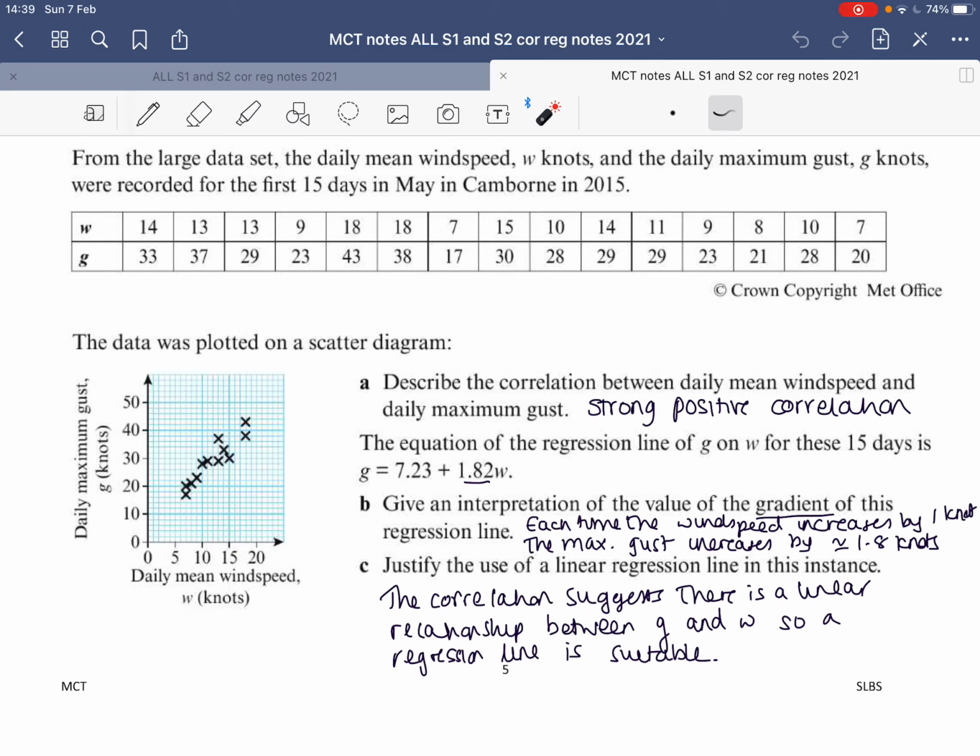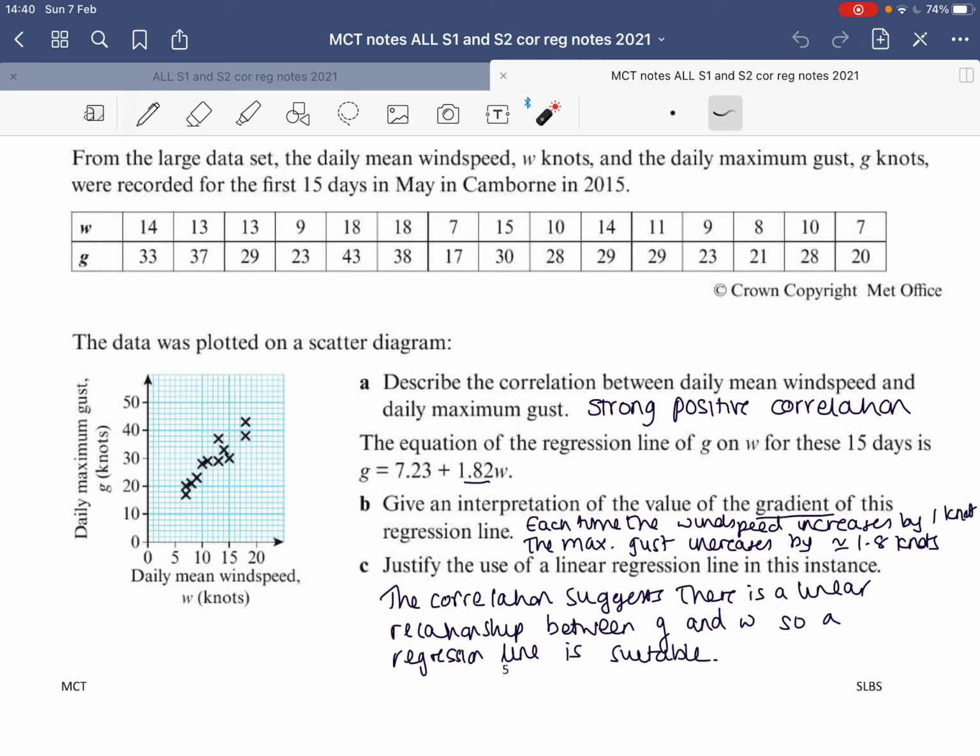It gives us the equation of the regression line and asks us to interpret what the gradient means. So each time the wind speed increases by 1 knot, the maximum gust increases by about 1.8 knots. Or you could multiply that by 10 and say each time the wind speed increases by 10 knots, the maximum gust increases by about 18 knots.